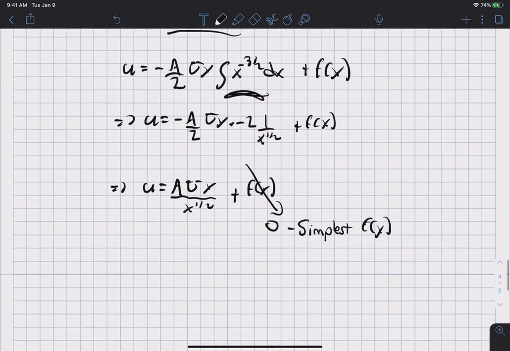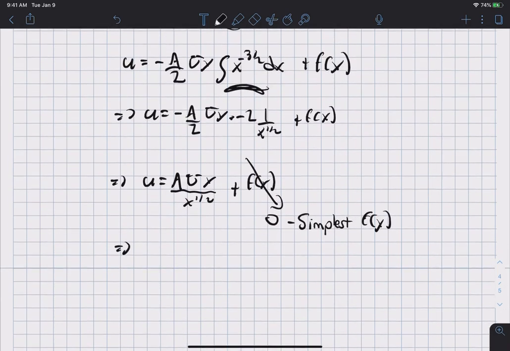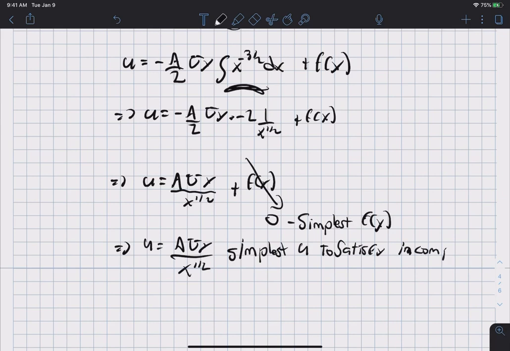And so the simplest function of y is no function at all. And so the simplest function for u that will satisfy the incompressible flow condition is u equals a u y over x to the 1/2 power. And this is the simplest u to satisfy the incompressibility constraint.